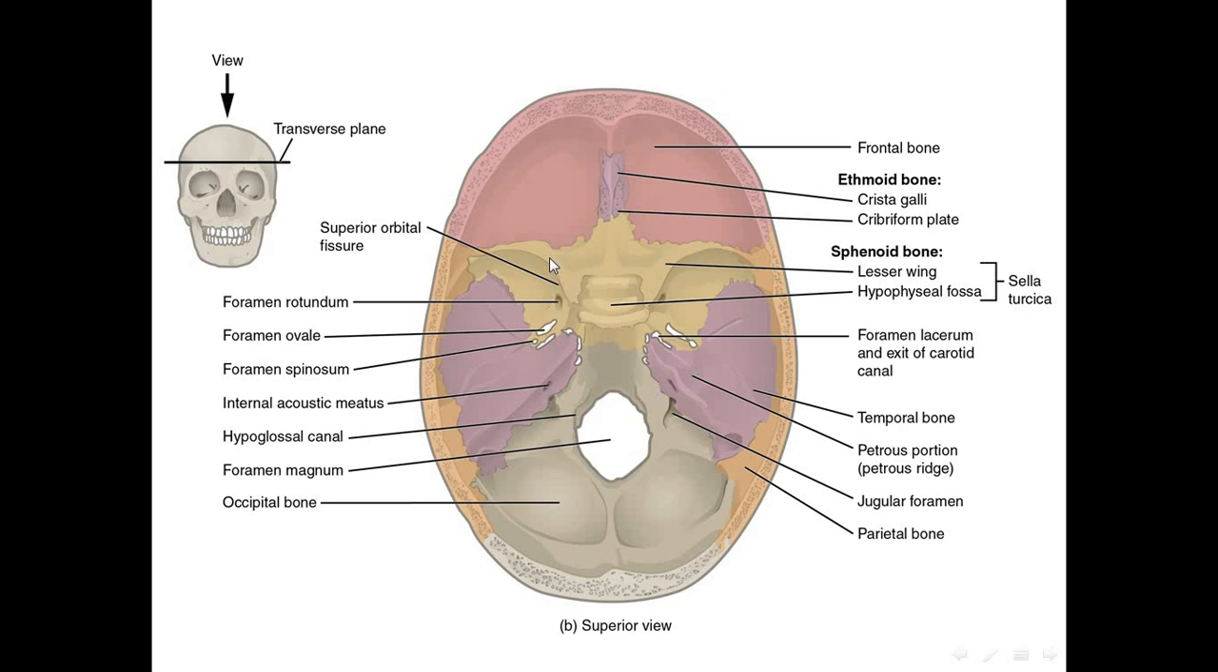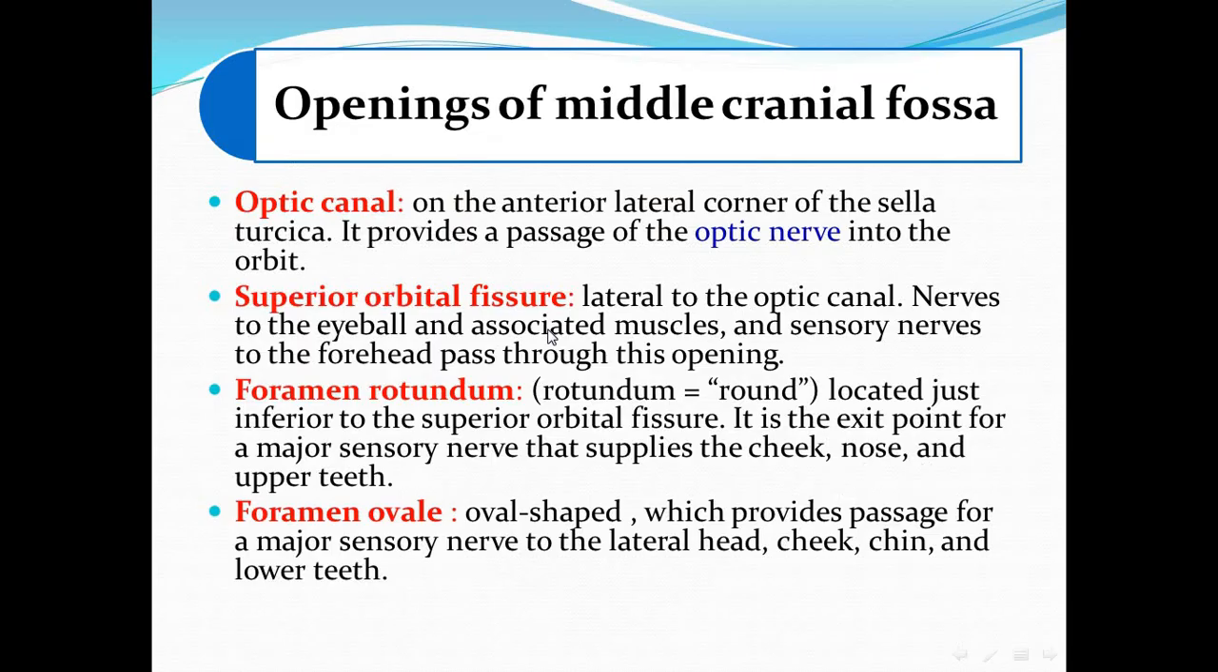Its anterior boundary is the lesser wing of the sphenoid bone, and the posterior boundary is the petrous portion, or the petrous ridge, of the temporal bone. This is the sella turcica within the middle cranial fossa, which provides a concavity for the hypophyseal gland, or the pituitary gland. These are the openings within the middle cranial fossa. We will talk about them shortly.